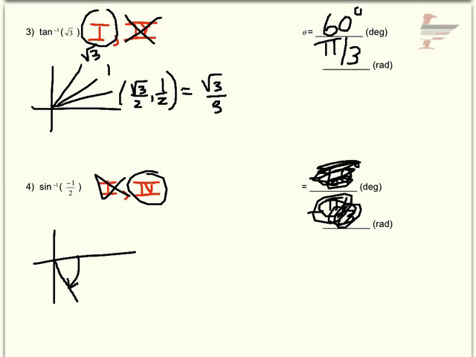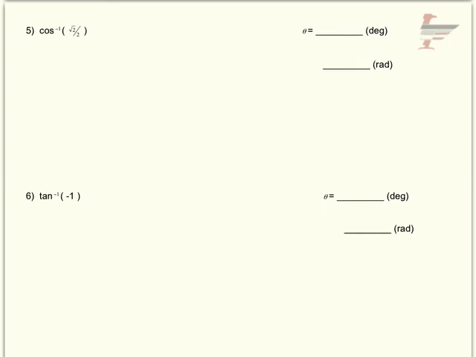So inverse sine is your y coordinate. Where's that equal to -1/2? So let me just change colors here since I messed this up. It's going to be this angle, right? And that's negative 30 degrees, or negative pi over 6.